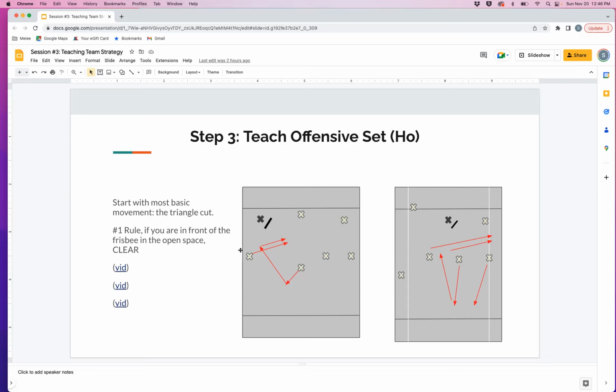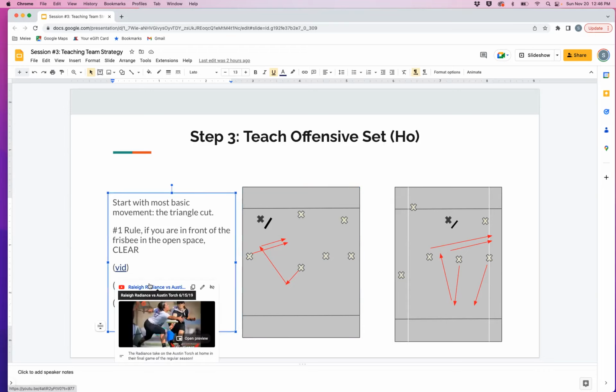So here is just some basic shapes and things that you can teach with horizontal stack. This is the way that Texas plays horizontal stack. It varies. There's a lot of ways to do it. But we go with this concept of, okay, this person's in front of the frisbee, they're clearing, and we clear under and across. And then we have these triangle cuts that will then continue. So here you can see clear under, across, triangle, triangle. These videos will show you some of the movement.